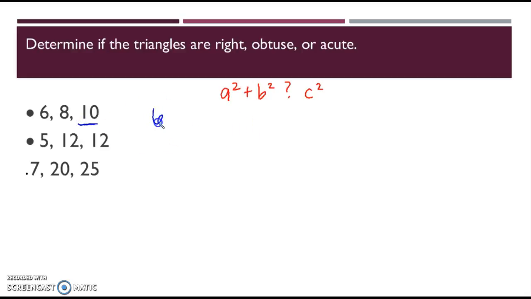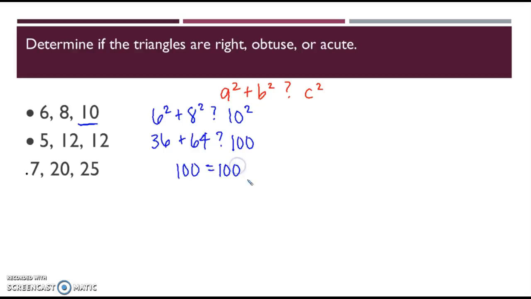Alright, so if I plug in 6, 8, and 10, 10 has to be my c, so I've got 6 squared plus 8 squared, and that has to relate to 10 squared, and this is one we just did. 6 squared is 36, 8 squared is 64, and 10 squared is 100. 36 and 64 is 100, so 100 equals 100. Because this is equal, that means it's got to be a right triangle.